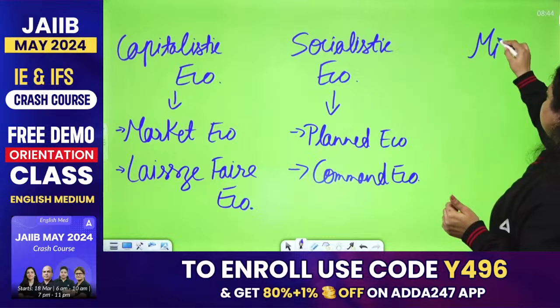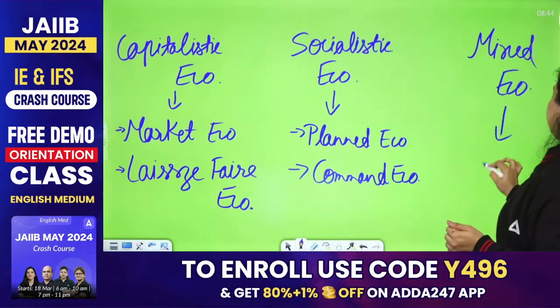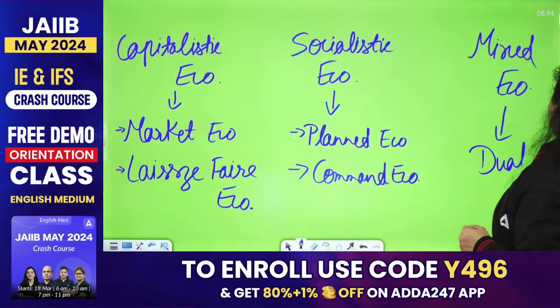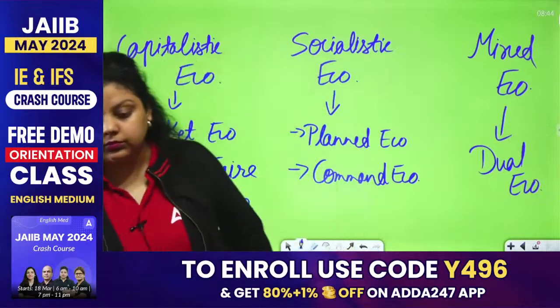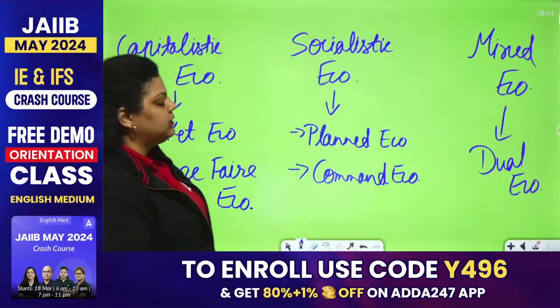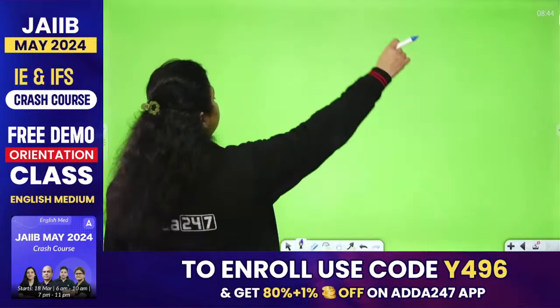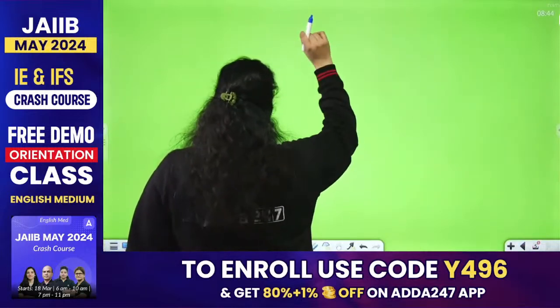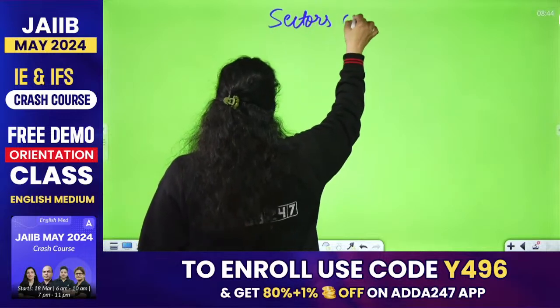Then mixed economy has the other name. That's a dual economy, because both are running the economy. So that's why it is known as dual economy. Okay, so these are the other names of the economic systems, or we can say the other types of economic system. Now, the sectors of economy.